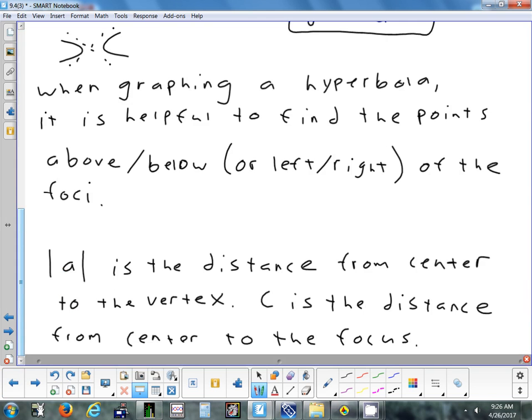This is summarizing the same information we had yesterday. Okay, a is the distance from the center to the vertex. And c is the distance from the center to the focus. And again, since it's a distance, we just want to make sure it's always positive.